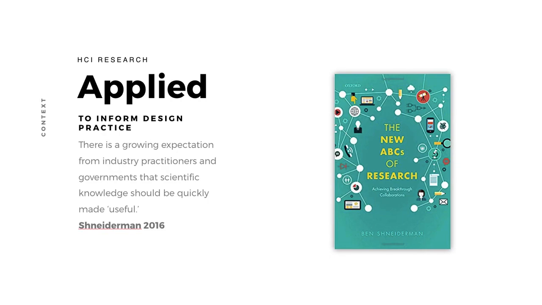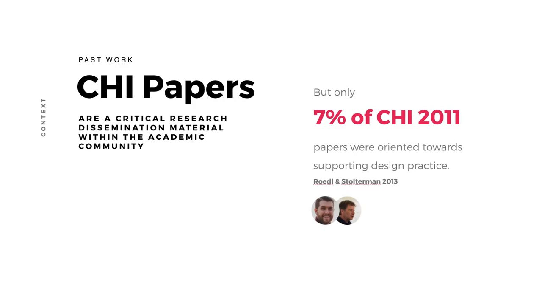There is a general goal in applied fields such as HCI to translate scientific knowledge to inform the work of professionals. Particularly in HCI, there is a long-standing concern among scholars that their findings do not influence practice as much as they could. In addition, Schneiderman said that there is a growing expectation from industry and governments that scientific knowledge should be made useful. However, it has been observed that few CHI papers are oriented towards supporting design practice. And this is critical because papers are one of the main dissemination materials for research findings in HCI.